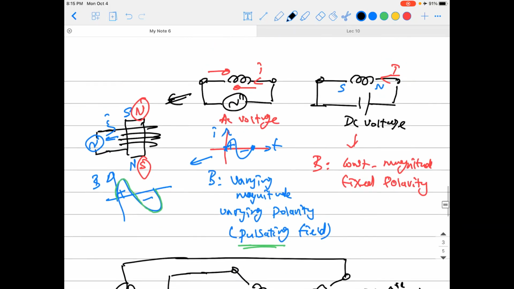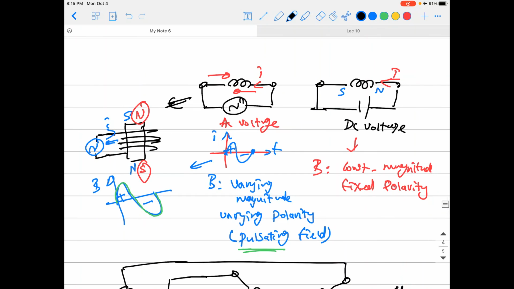Okay? So I just took you here to find out what happens if we have a coil and different kinds of excitation. If you just apply a DC voltage like this, it will produce a certain north and a certain south, and they will not go anywhere because that's a DC voltage. That means the DC voltage has a constant magnitude and a constant polarity.